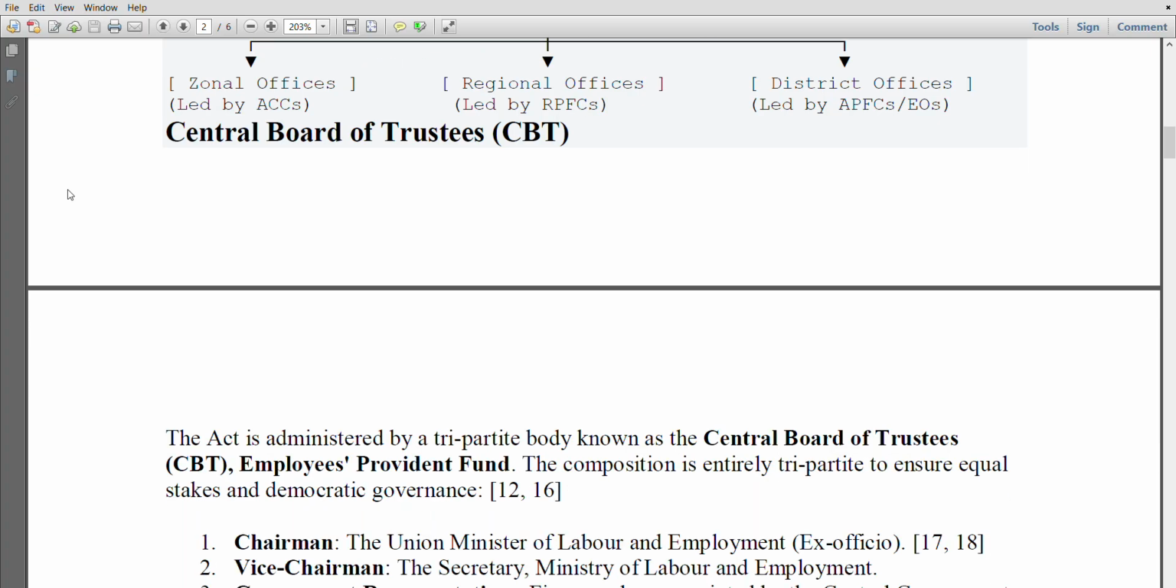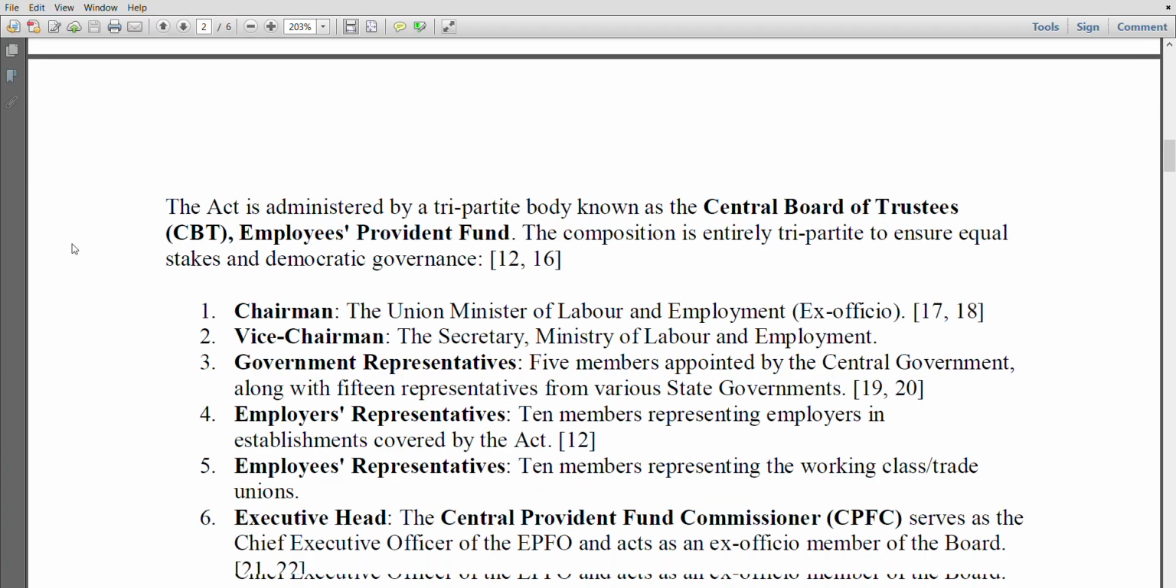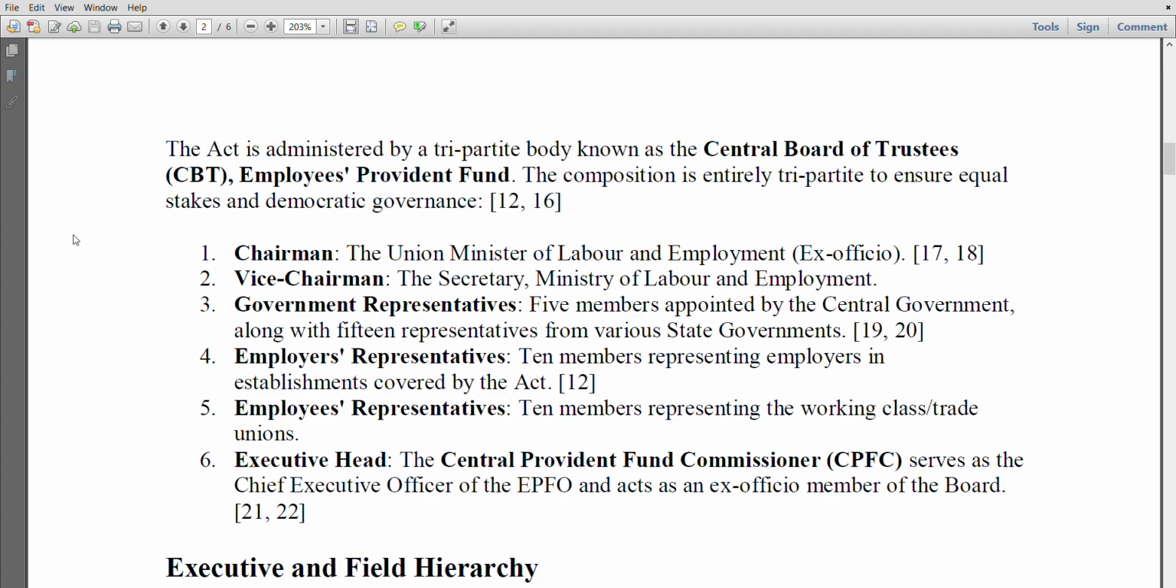We have the Central Board of Trustees. The Act is administered by a tripartite body known as the Central Board of Trustees, CBT, Employees Provident Fund. The composition is entirely tripartite to ensure equal stakes and democratic governance. Number 1 is Chairman: the Union Minister of Labour and Employment is ex officio Chairman. Vice Chairman is the Secretary, Ministry of Labour and Employment. Government representatives are 5 members appointed by the central government along with 15 representatives from various state governments.